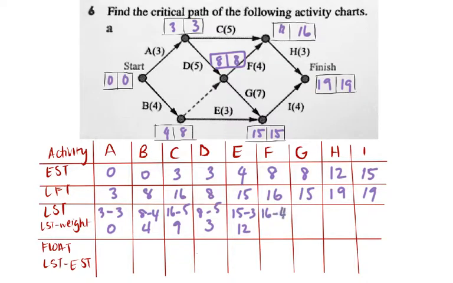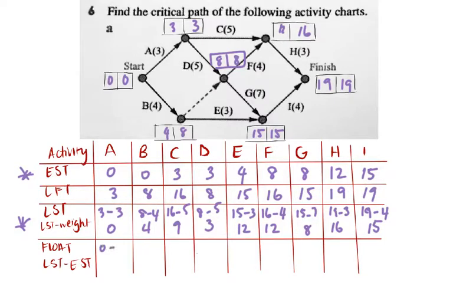16 minus 4 gives me 12 for F. G is 15 minus 7 is 8. H is 19 minus 3 is 16. And lastly, I is 19 minus 4, that gives me 15. So now we're able to calculate the float of each of those by subtracting the earliest start time from the latest start time. So let's do that for each of them.